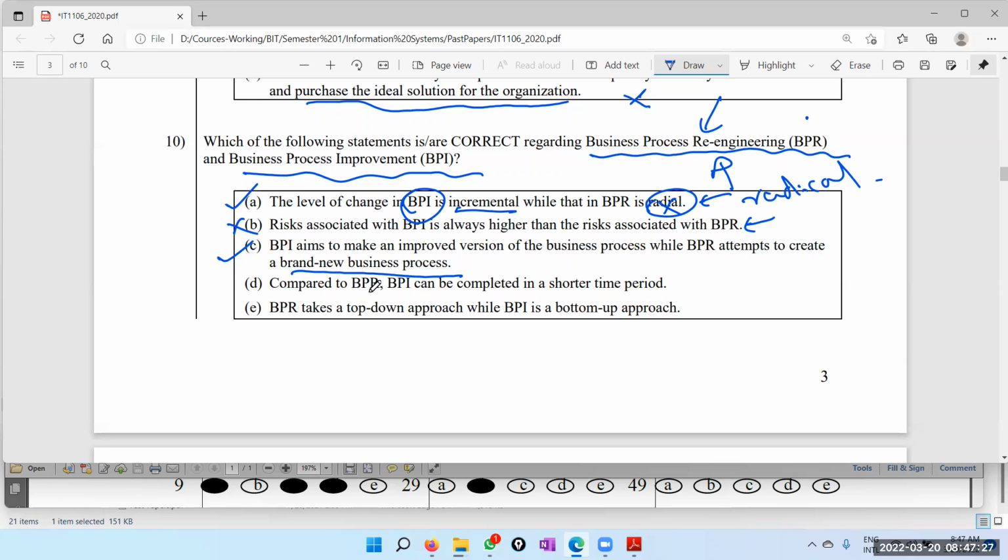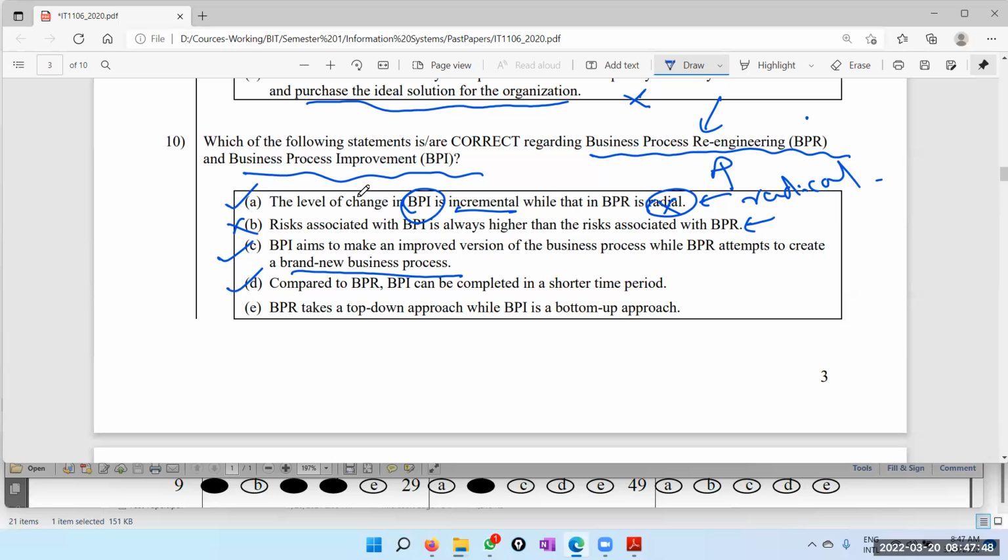Compared to business process re-engineering, business process improvement can be completed in a short time. Correct, right? Business process improvement is just small changes, right? Business process re-engineering needs a lot of time. Correct. Compared to BPR, yes, BPI can be completed in a short time.